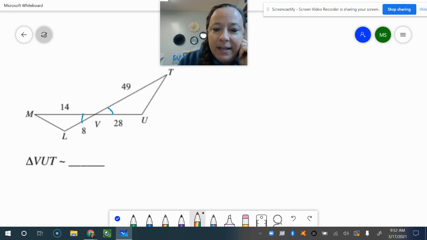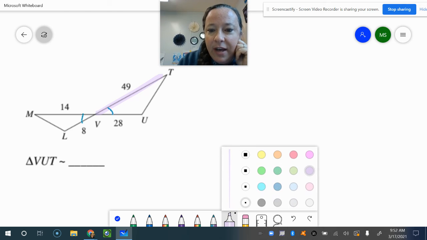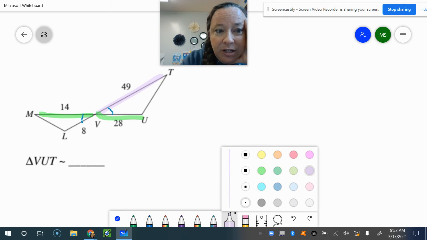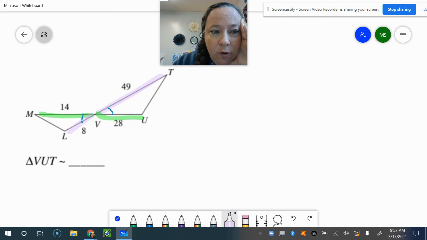We have a side right here, and we have an angle, and we have another side right here. So this is a side angle side. I already have that those two angles are congruent, so I'm good there. I just have to check the proportion of those two sides. Now this green would go here, I believe. You've got to think about looking at one triangle and rotating it around to match the other one. So I'm going to try out these side proportions.